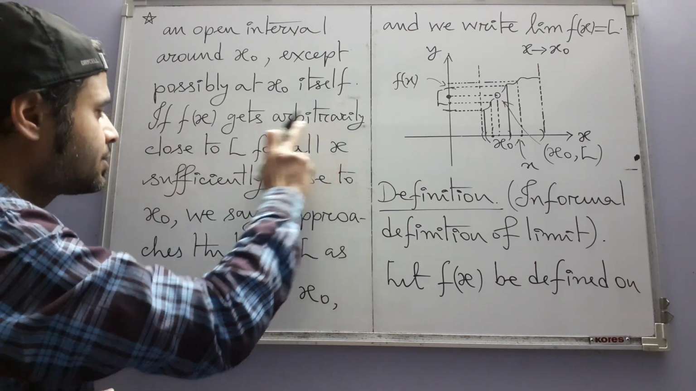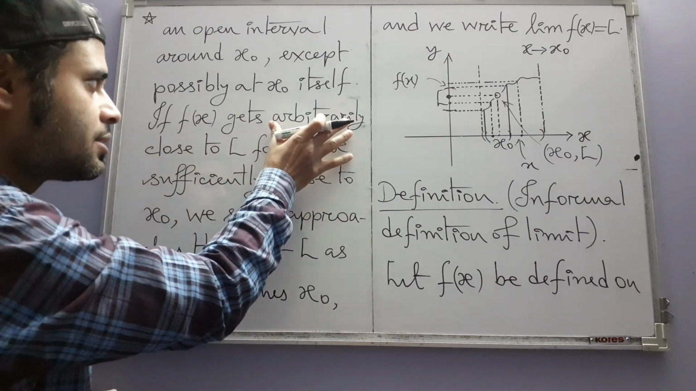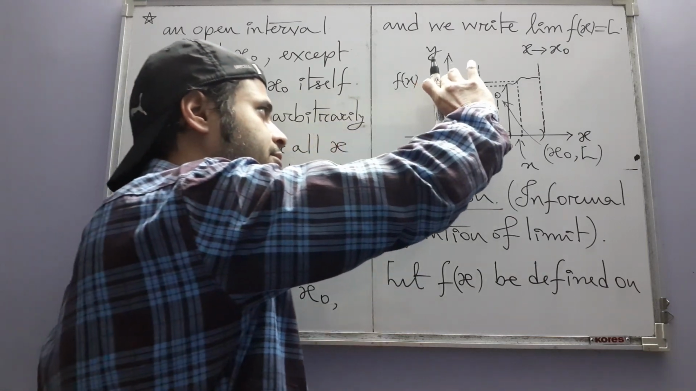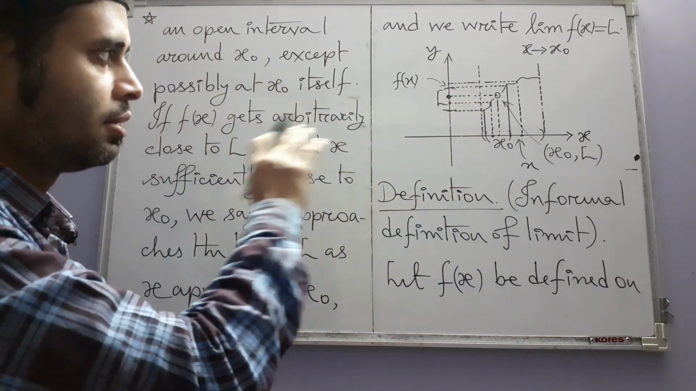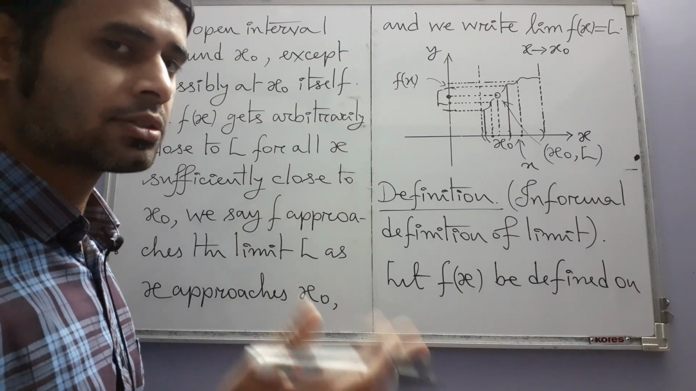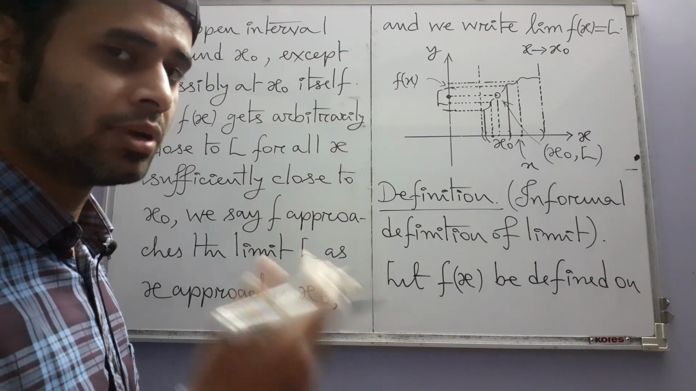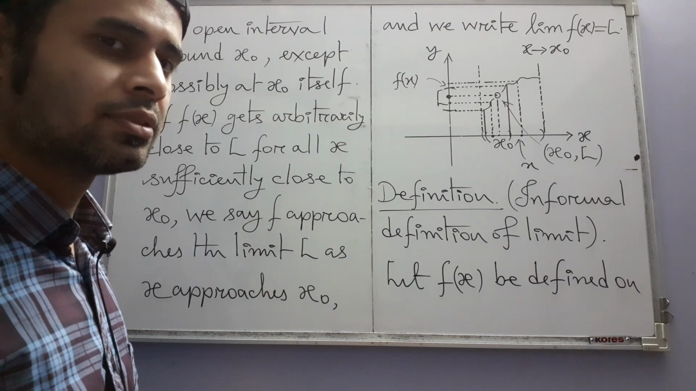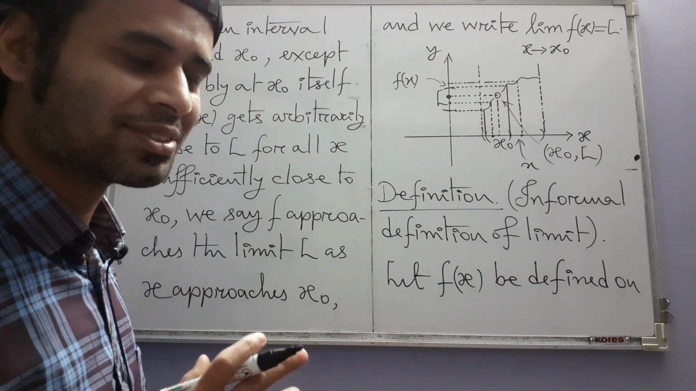If f of x gets arbitrarily close to L, this arbitrarily close means it is your choice how close you want to make f of x to L. I think I butchered the sentence, no?